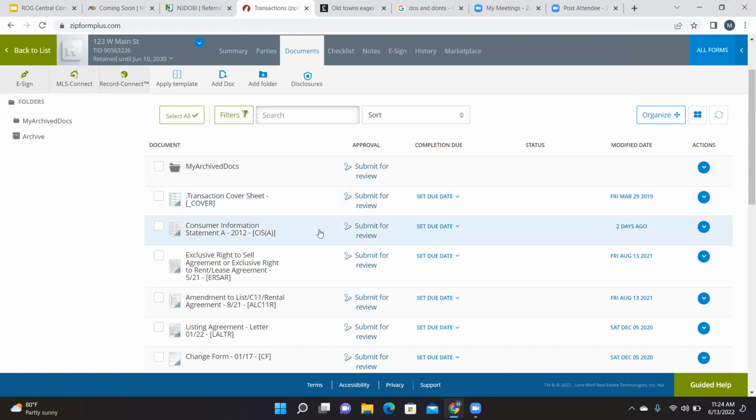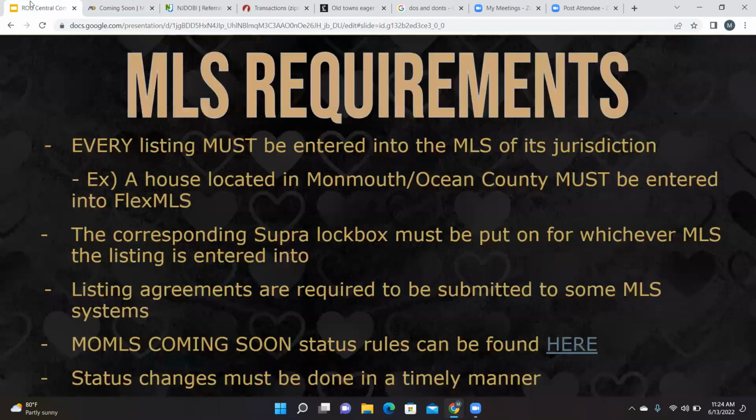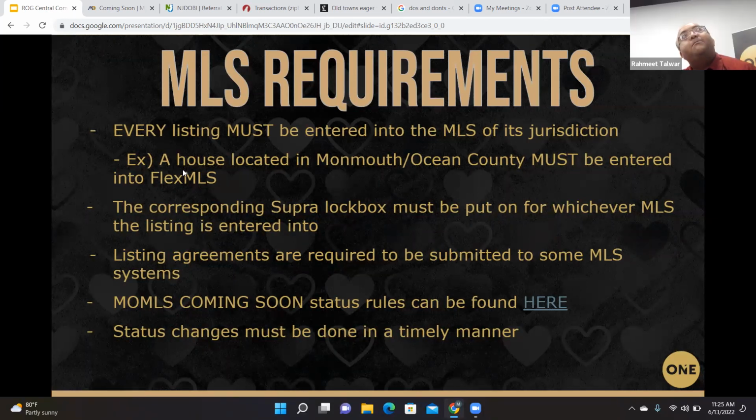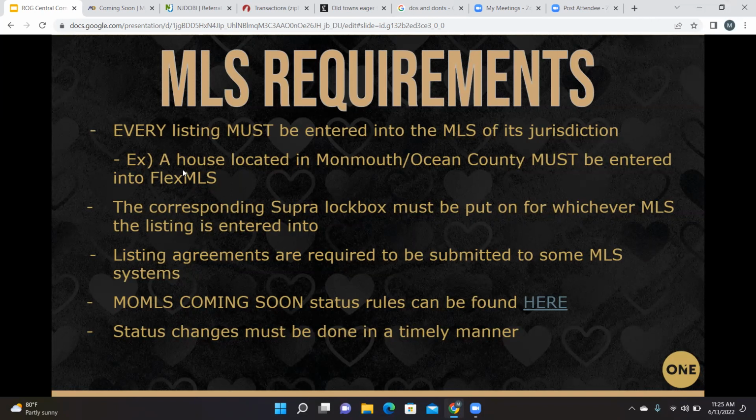Rahmeet, I just wanted to go back to one point. You were saying with the Bright, 30 days for coming soon. I just wanted a little clarity on that one. So does that mean you have to have it up in the MLS for like 30 days as coming soon? No, maximum. Oh, okay. Is there a minimum?